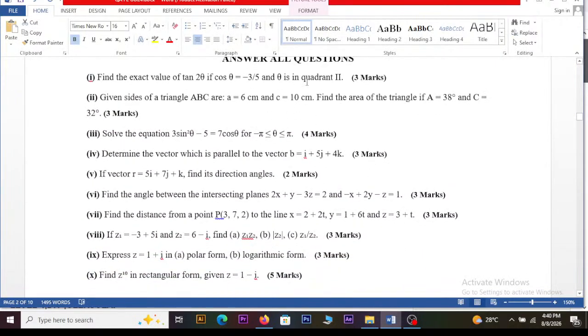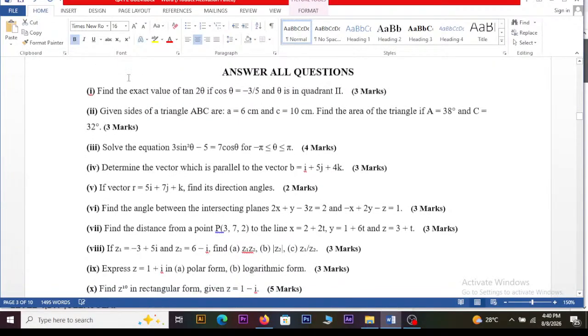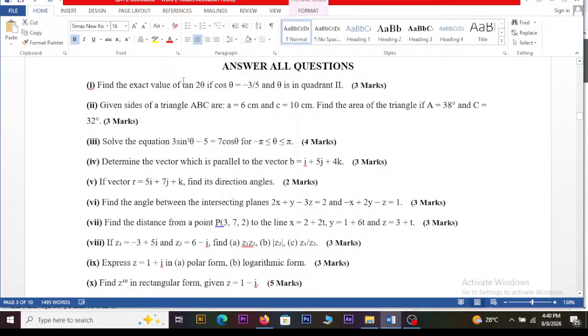Please read after me. Soma maswali ili hizi taarifa zijiandike kwenye akili yako. Question 1, Roman 1. Find the exact value of tan 2 theta if cos theta is equal to -3/5 and theta is in quadrant 2, 3 marks. Tafuta thamani halisi ya tani ya mara mbili ya engo wakati cosine ya engo ni -3/5, ikiwa engo hii iko katika robo duara ya pili. Tutachora na nitakuelekeza.